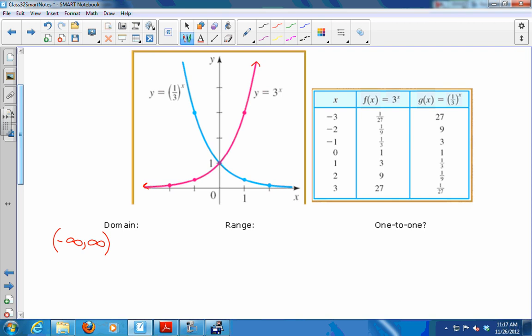How about the blue graph? What's its domain? 1/3 to the x. Any restrictions? Nope. Same thing. Negative infinity to infinity. The blue graph also covers all x values from left to right.